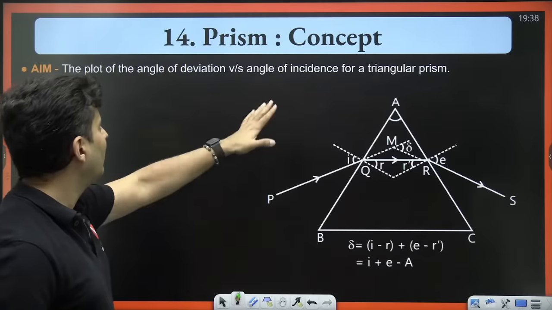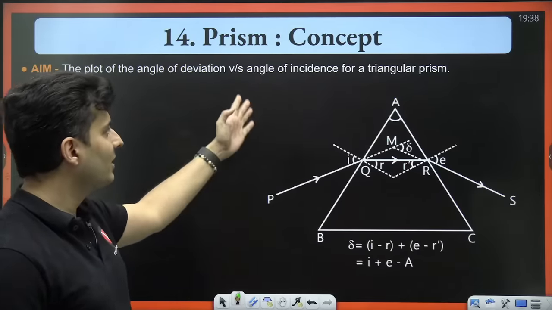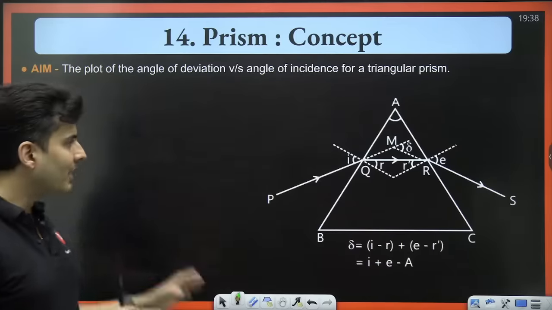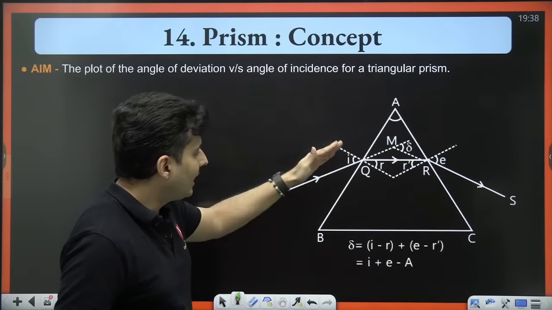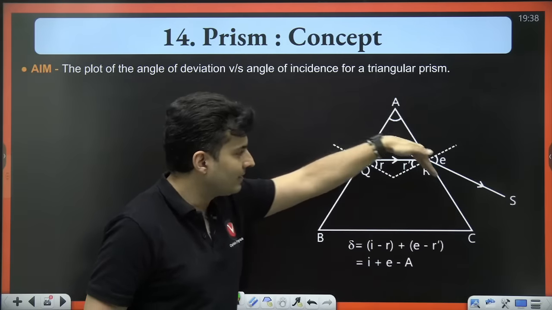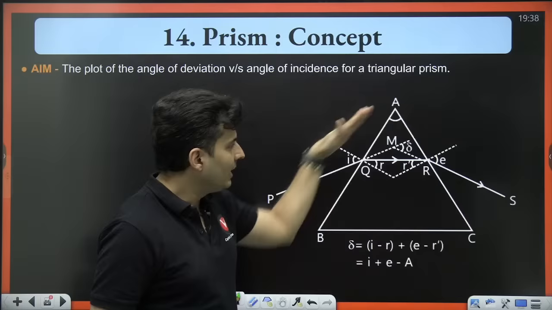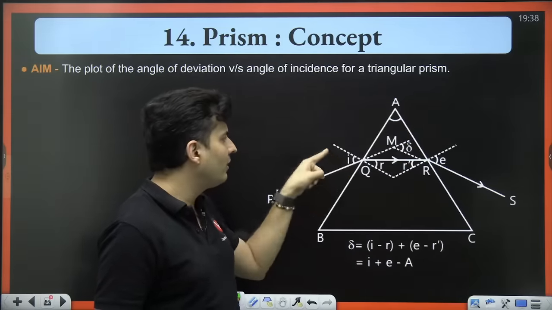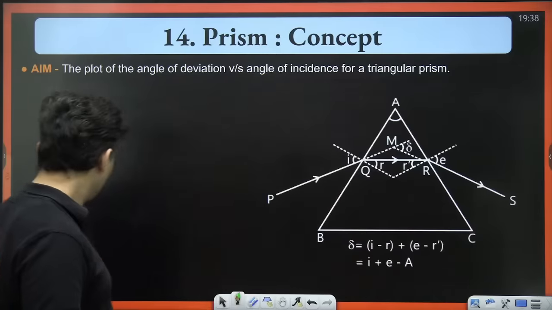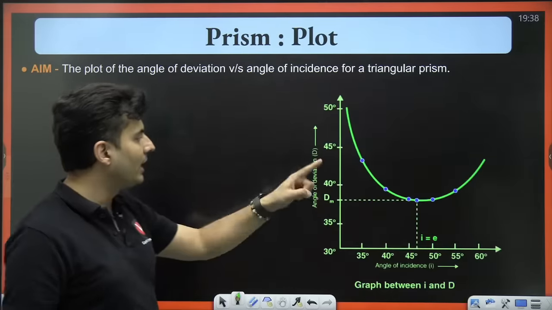The plot of the angle of deviation versus the angle of incidence of a triangular prism. A very, very standard graph where you let the light enter at some angle, it refracts 2 times, and finally deviates by some angle, and you plot that deviation for different angles of incidence. That graph ends up looking like this.